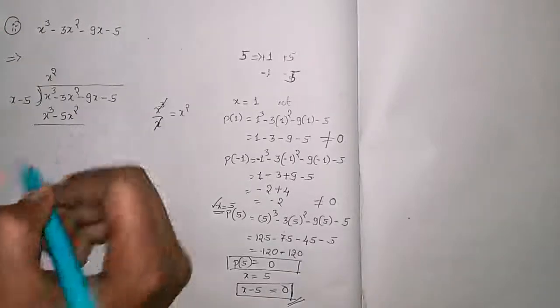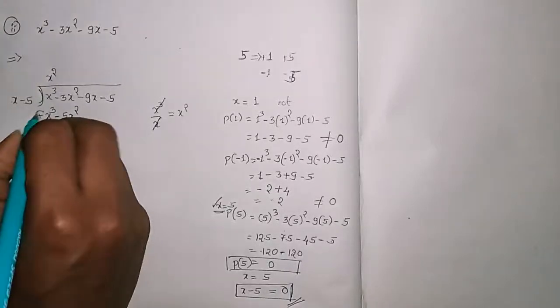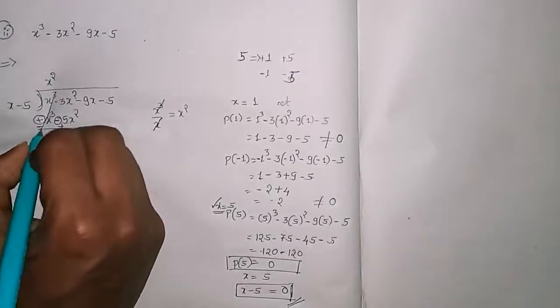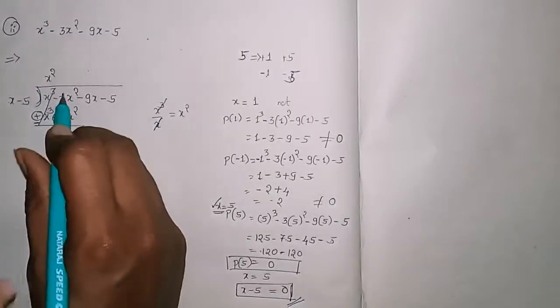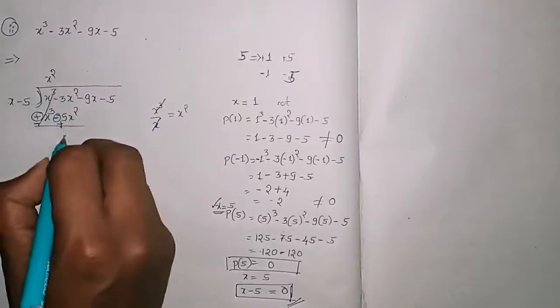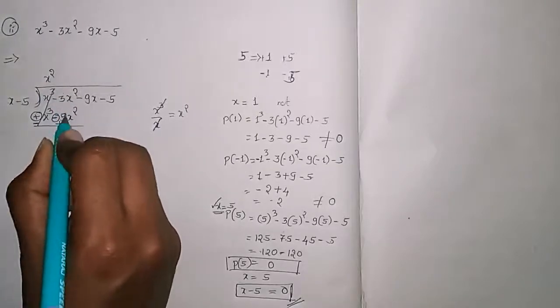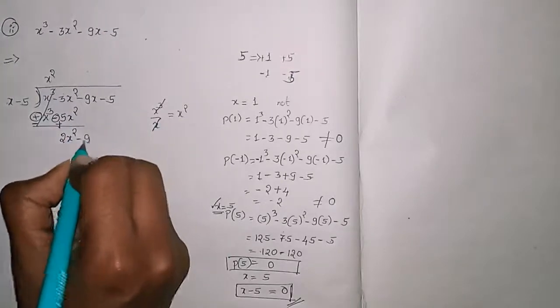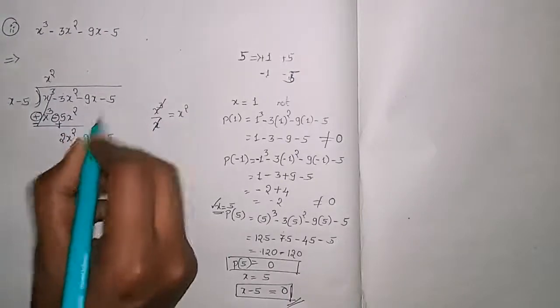Now what you have to do is change the sign. So positive gets converted to negative, negative gets converted to positive, so it will get cancelled. From plus 5 minus 3, you are subtracting, remaining is 2, and as the bigger sign is positive, the sign is positive: 2x square. Minus 9x minus 5 we are taking down.